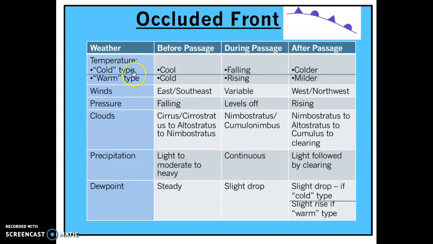Now, the main difference between them is how it impacts temperature. So with a cold type, it ends up colder after the passage because the coldest air is moving into the area. With a warm type, the coldest air is already there. So through a little bit of mixing and providing energy, it ends up bringing in slightly milder conditions.